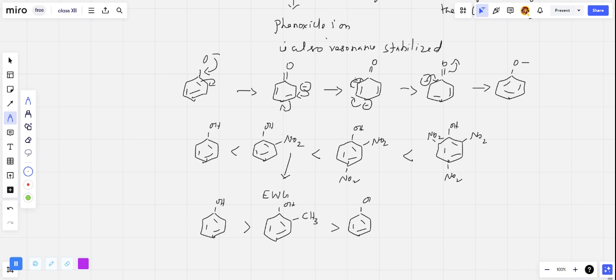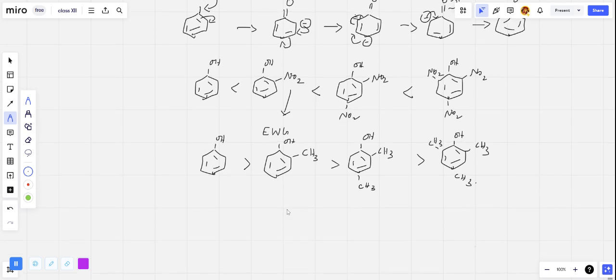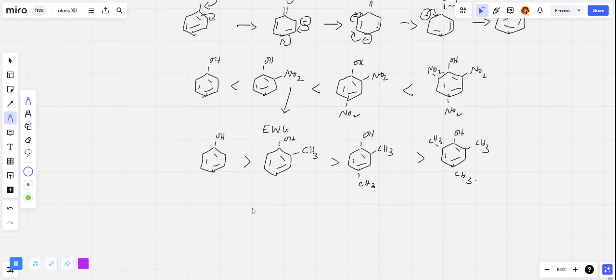Here it's OH with CH3 and CH3. If CH3 groups are present at both the ortho and para places, its acidity still decreases. An electron releasing group such as an alkyl group does not favor the formation of the phenoxide ion, resulting in a decrease of acidic strength. The presence of an electron releasing group decreases the acidic strength.